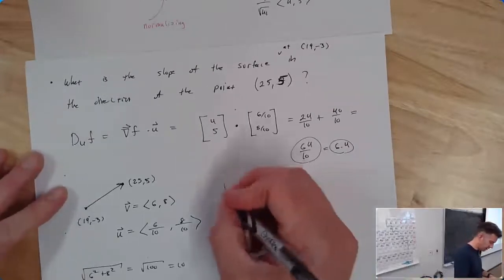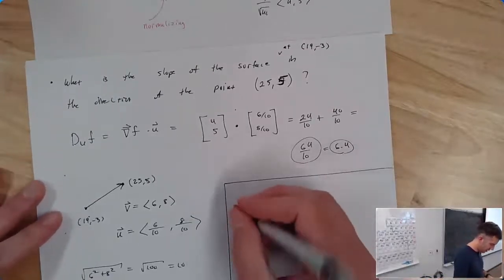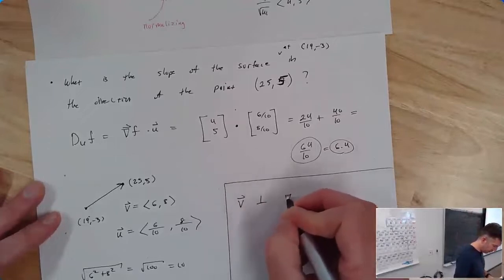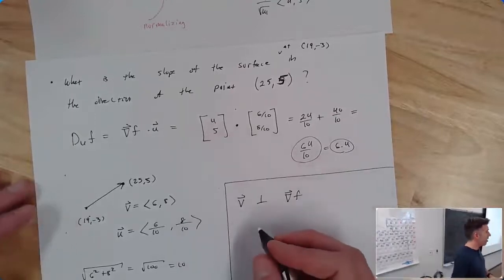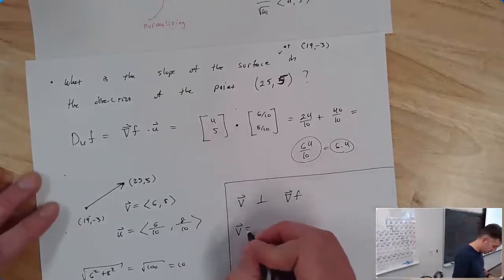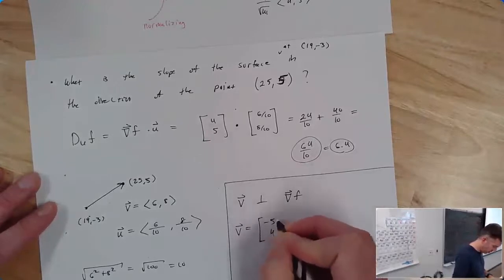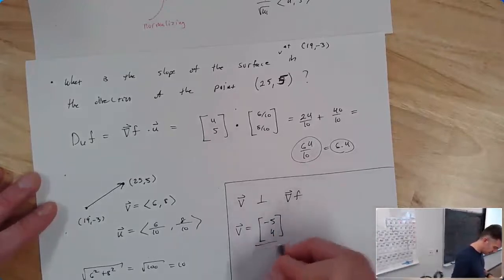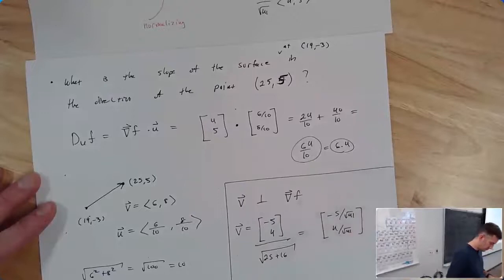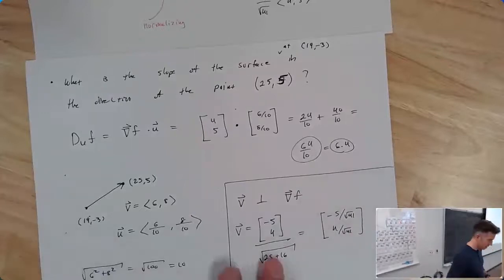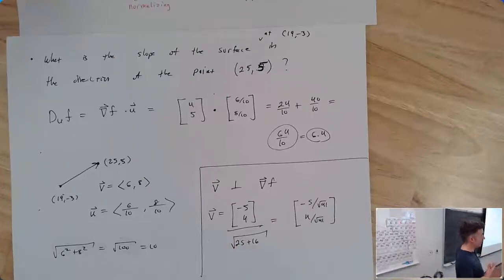Right, so you could find another vector, say v, that is perpendicular to the gradient. In this case, my gradient being 4, 5, it's not hard to find a vector v. You can say that v is the vector -5, 4, and then divided by its own magnitude, which is the square root of 25 plus 16. And that vector, -5 over root 41, 4 over root 41, is perpendicular to the gradient. It's the direction we travel to stay on the level curve. There's a lot of different ways of saying the same thing.